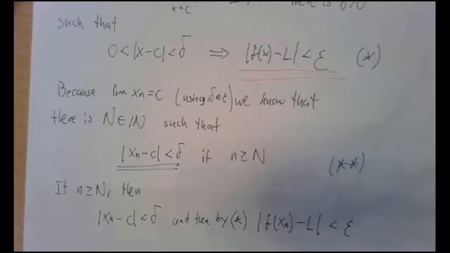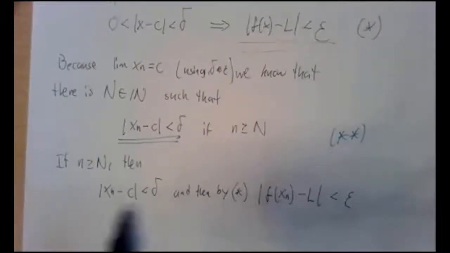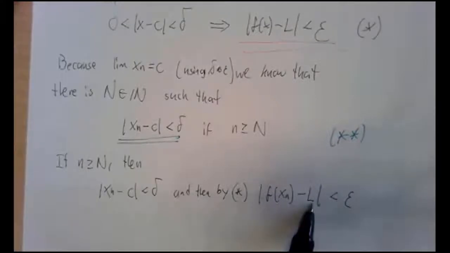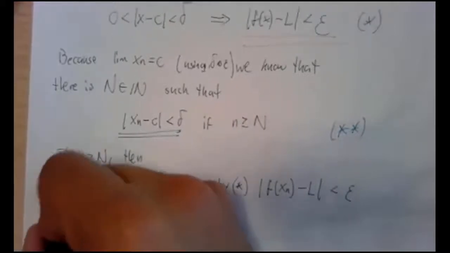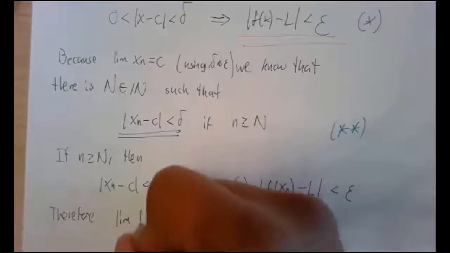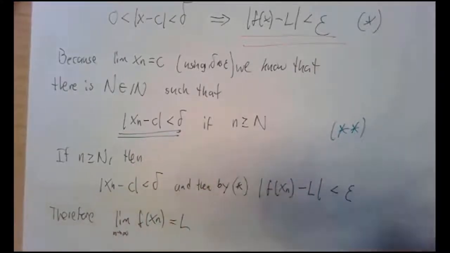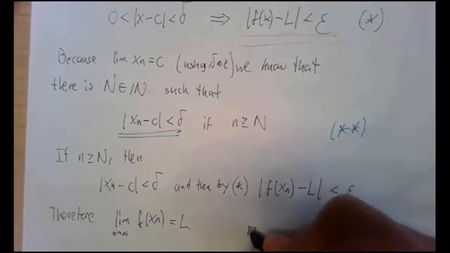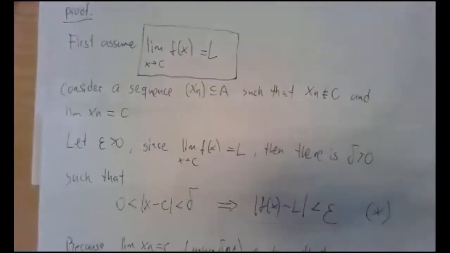The conclusion is that for the sequence f of xn, I can make it as close as I want to L by picking n sufficiently large. So therefore, the limit of f of xn is L. And that proves half of my proof, right?